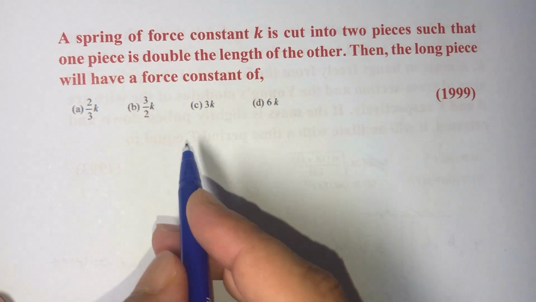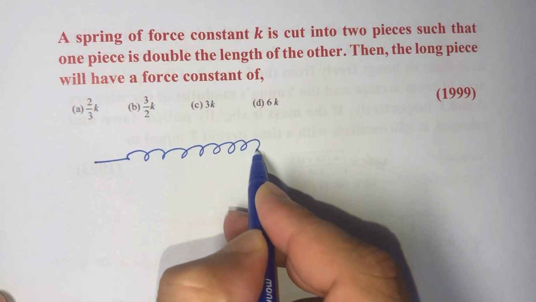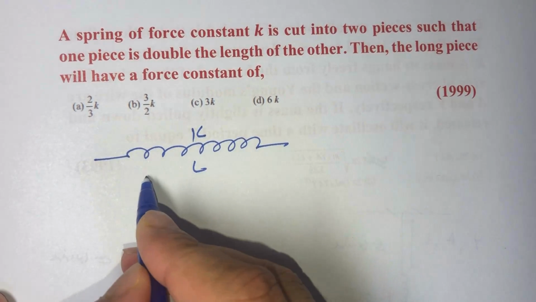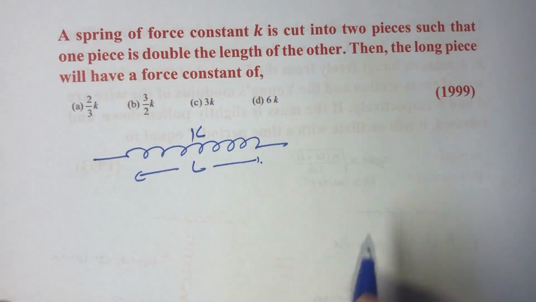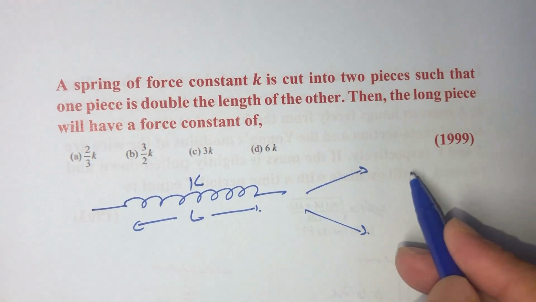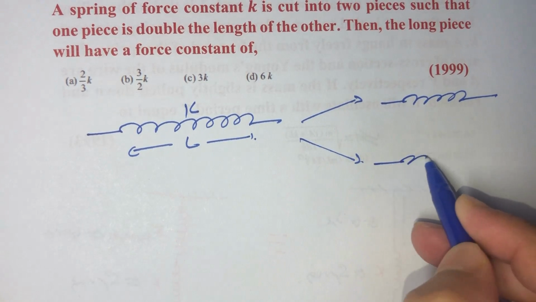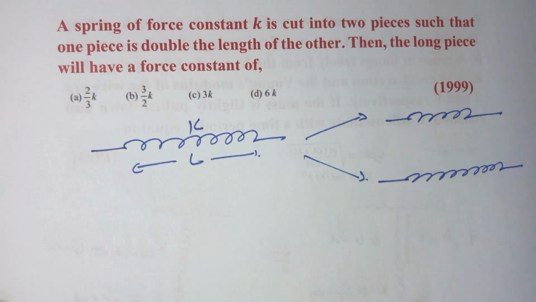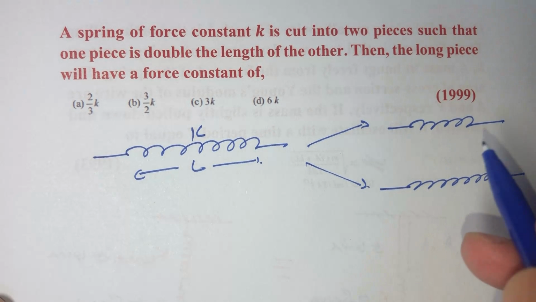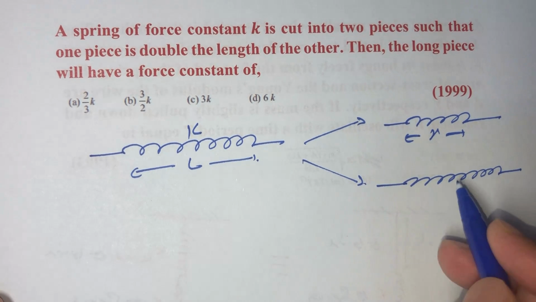So therefore, there is a spring with force constant K, and let us suppose its length is given as L. Now it is cut into two pieces, and let us suppose this is your first piece and this is your second piece, and it says that the length of one piece is double the length of the other. So let us suppose its length is x, so therefore its length will be 2x.